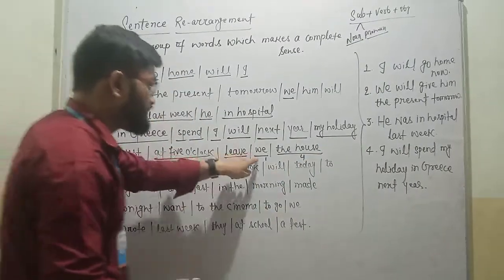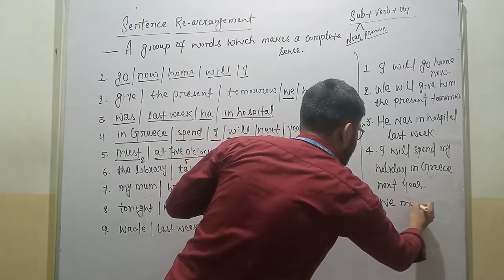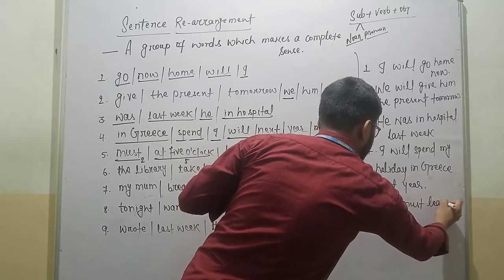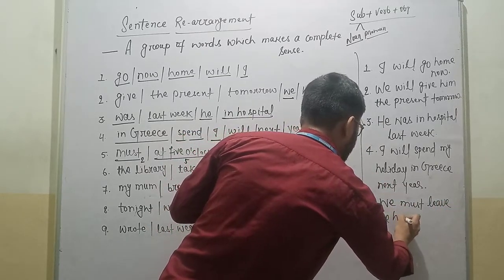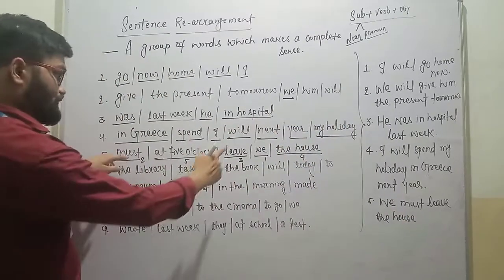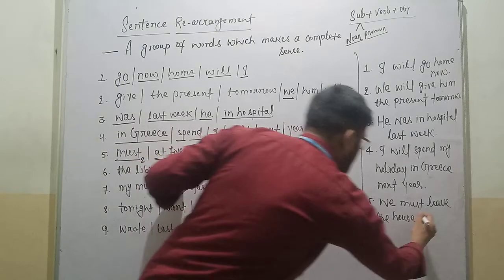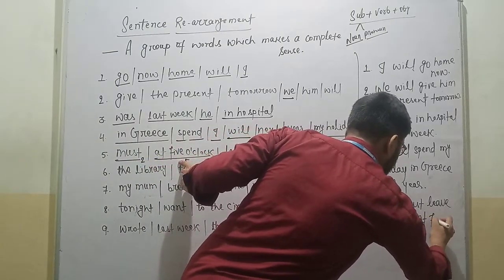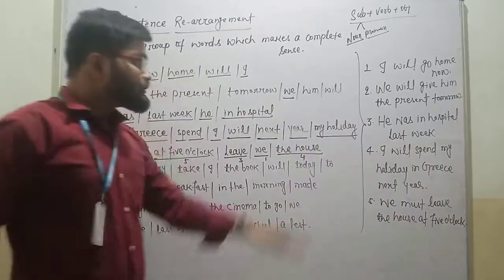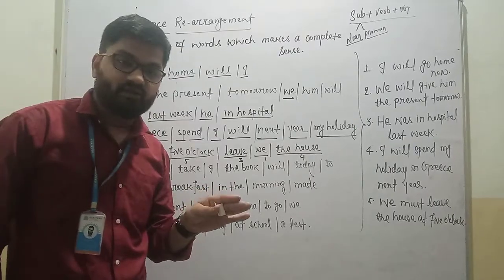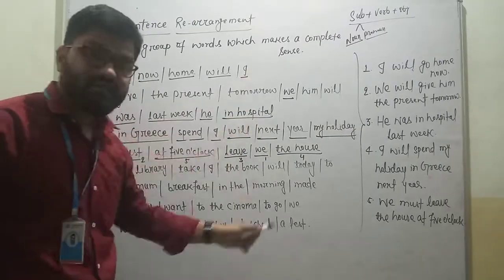Let's go ahead. We must leave the house. We must leave the house at 5 o'clock. So this is how 5 sentences we have completed. I am going to erase these 5, then the rest will go forward.